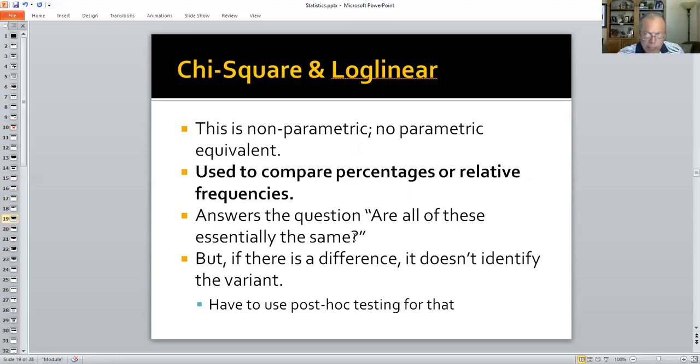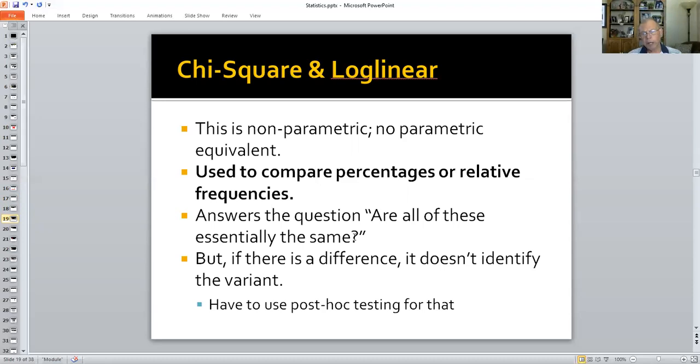Chi-square. I think chi-square needs to be in everybody's toolbox. I think chi-square was taught, at least for me, back in high school. It's a way of comparing percentages. And it is automatically already a non-parametric test. There's no parametric equivalent at all.